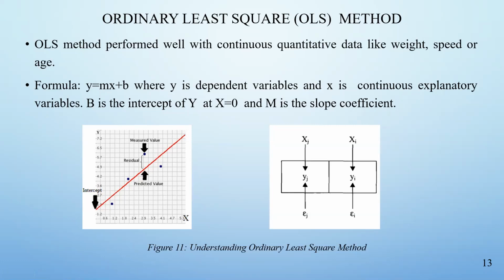The X will be the behavior factor, socio-economic factor, and healthcare factor, and the Y will be the outcome of the COVID-19 situation. B is the intercept of Y at X equal to 0, and M is the slope coefficient. Here is the formula and the illustration of the ordinary least square formula. Here you see we do not consider the influence of other variables or other factors.